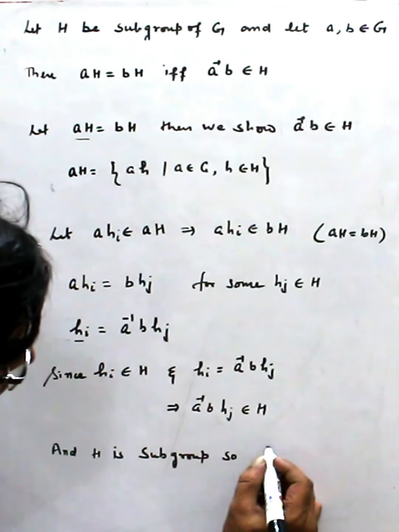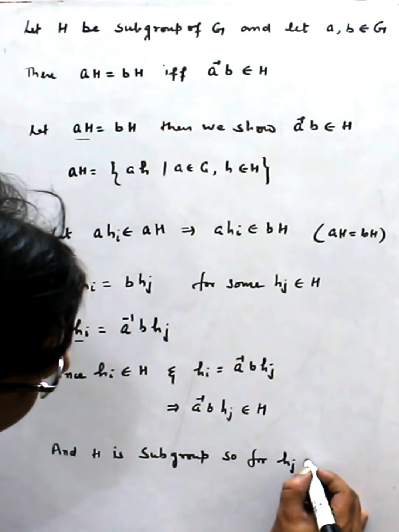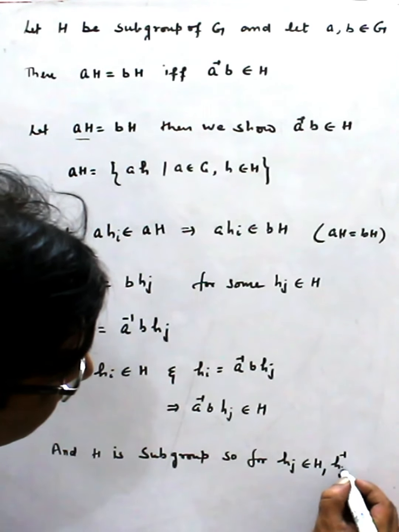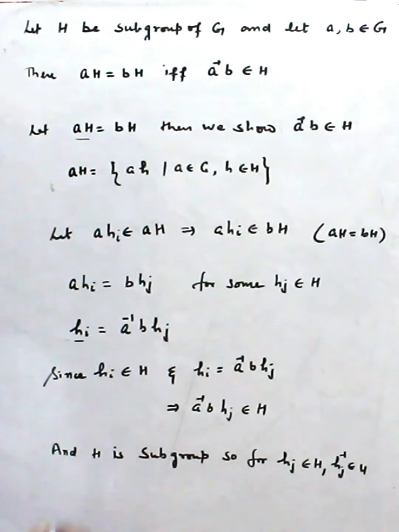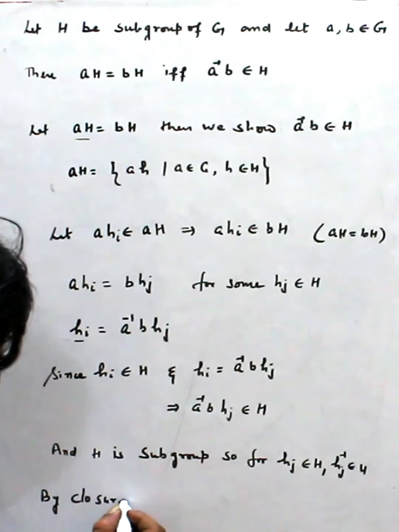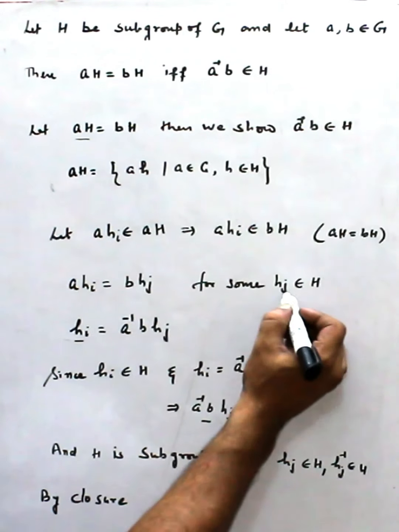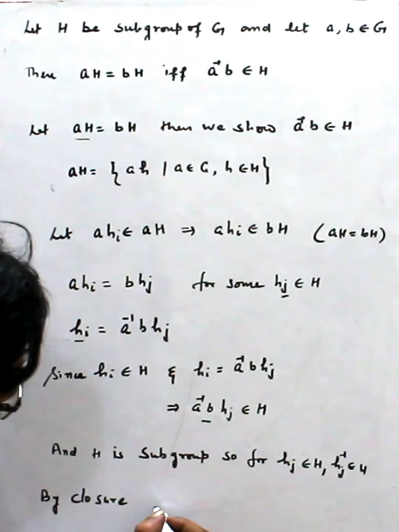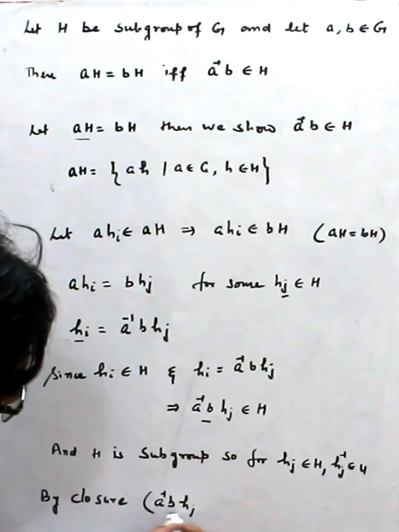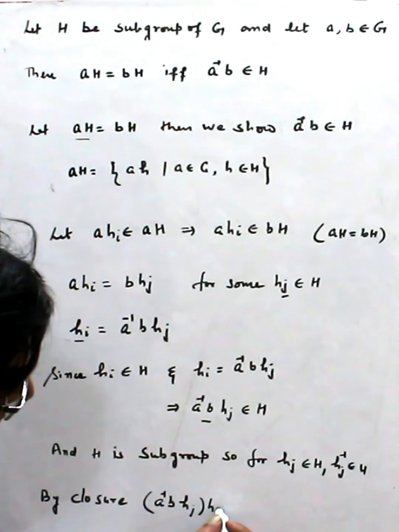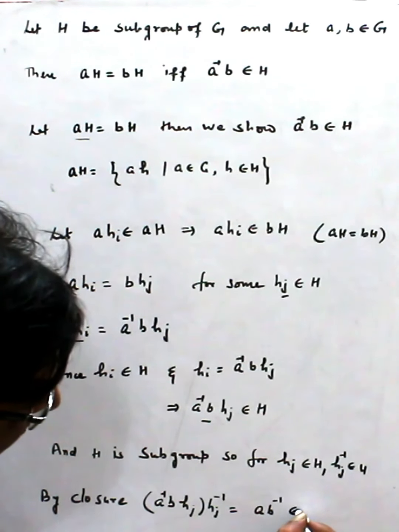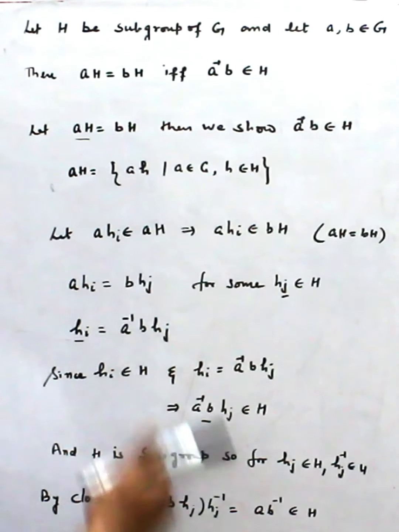and H is a subgroup. So for h_j belonging to H, h_j inverse belongs to H, and by the closure property, this belongs to H and this belongs to H. That means I can say a inverse b h_j h_j inverse, that means I can write a inverse b belongs to H by closure. So this we have proved.